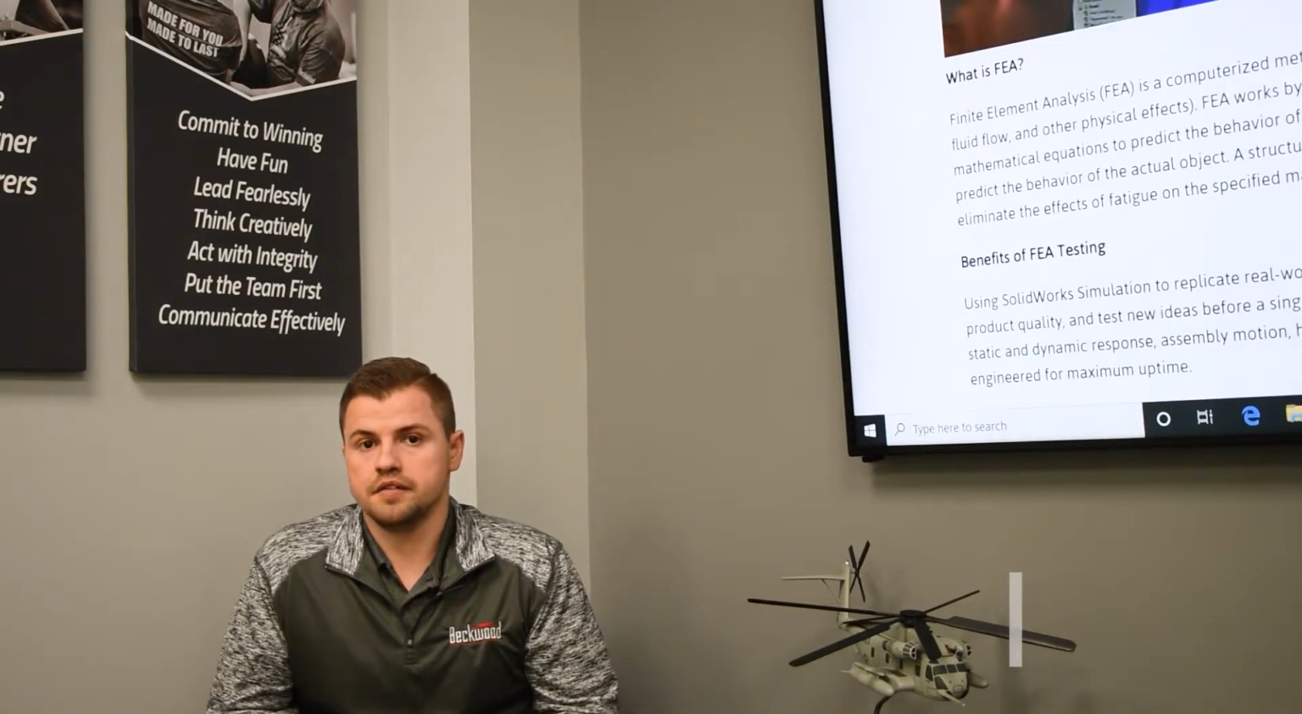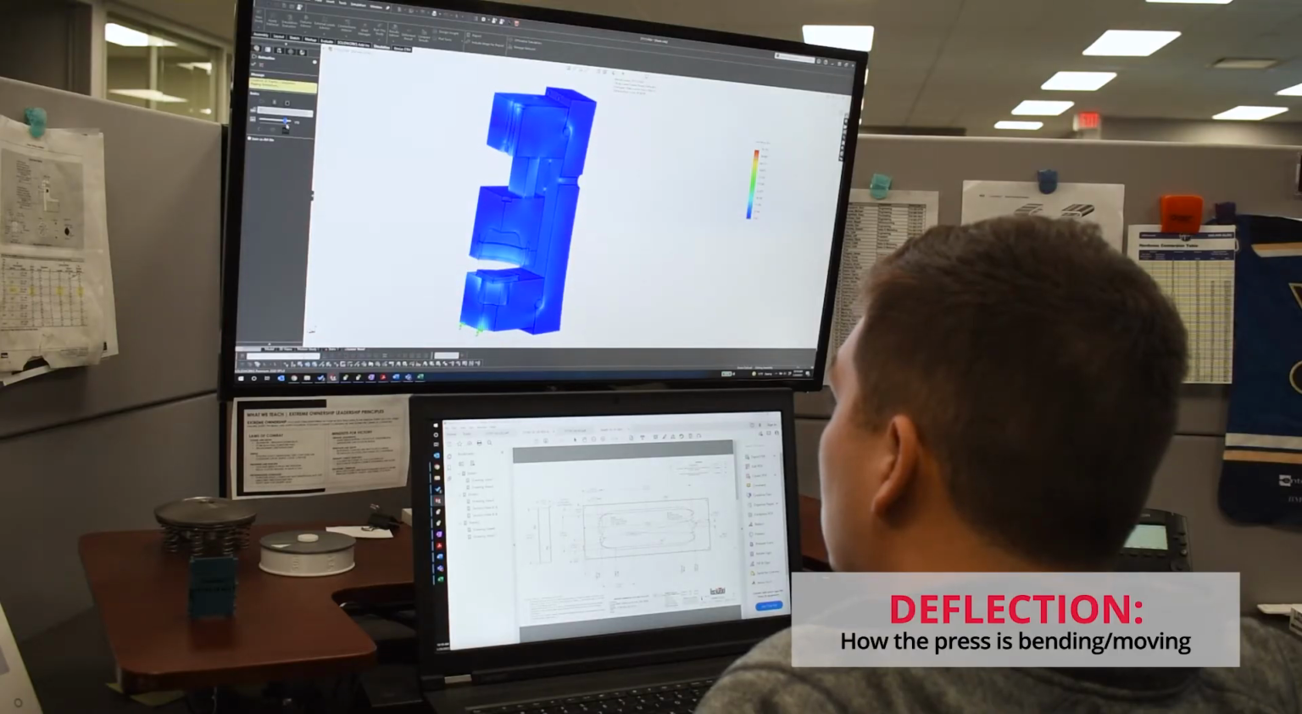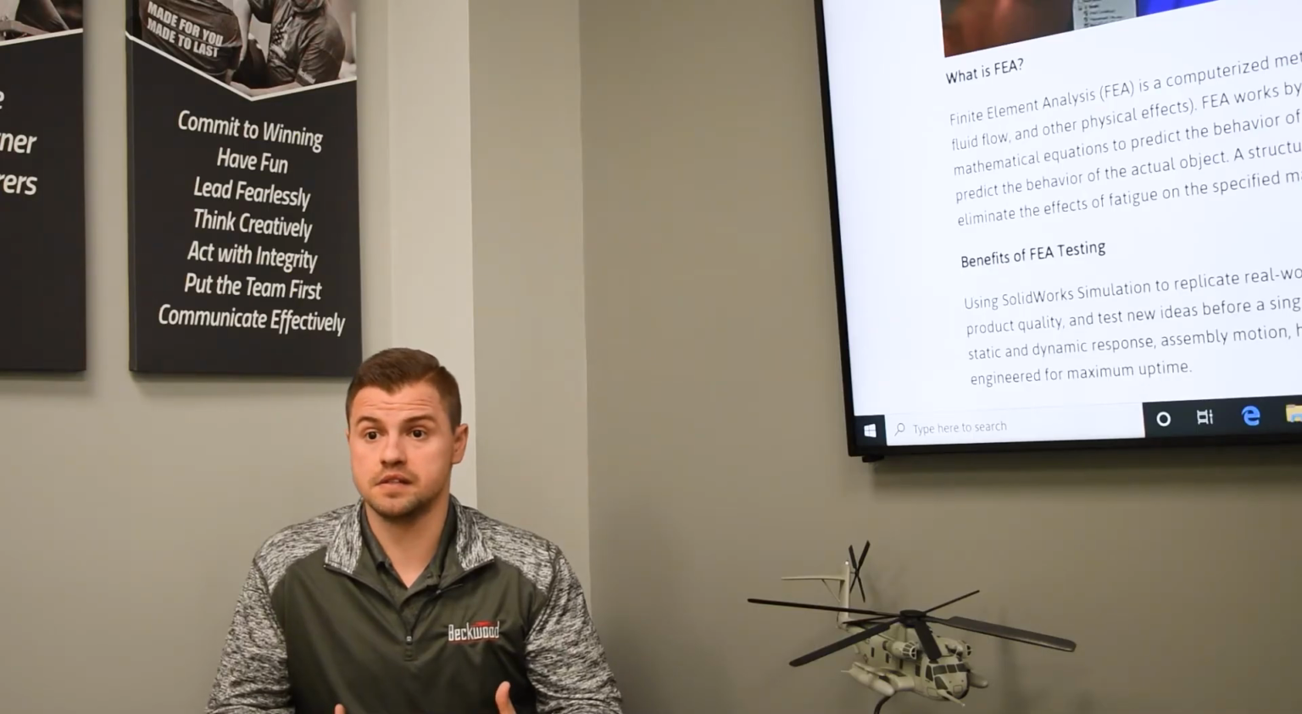So when we're looking at deflection, we're looking at how the press is bending and moving, in particular over the working area. Deflection is very critical, as this is what is going to reflect in the customer's part.